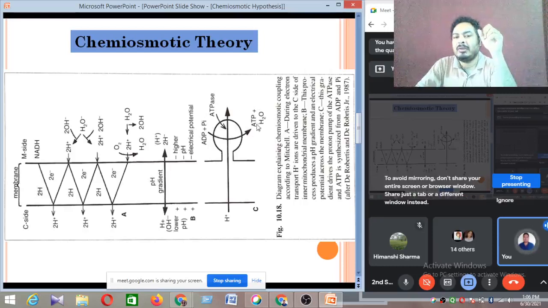Now the ATP molecule has the energy, because this energy is coming from the high energy H+ molecule. This energy is transferred to the ADP molecule. The ADP molecule binds with the inorganic phosphate to produce the energy molecule ATP. This energy is transferred to the ATP molecule.